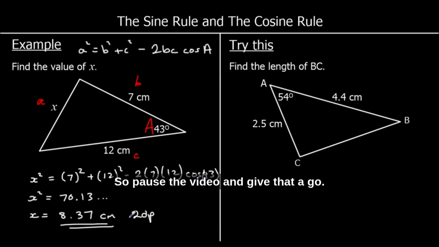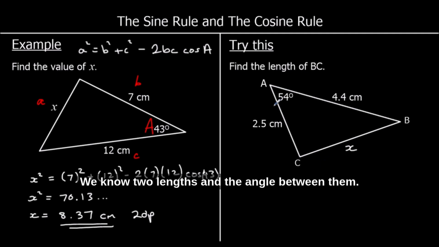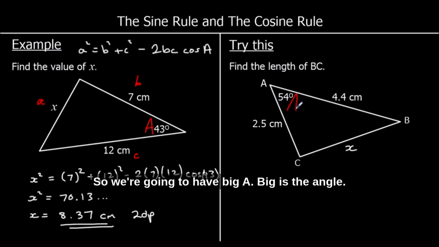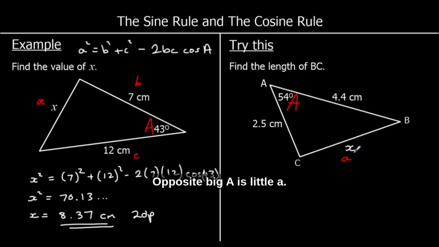Okay, one for you to try. So pause the video and give that a go. So we are finding BC. And again, it's the cosine rule. We know 2 lengths and the angle between them, and we're finding the other length. So we're going to have big A as the angle, opposite big A is little a, and the other two, either way round, are called B and C.